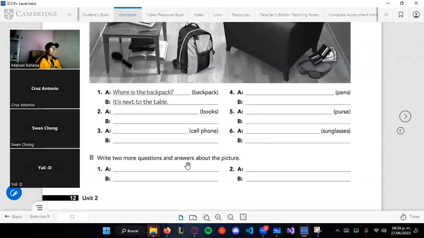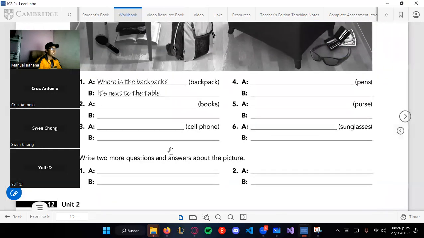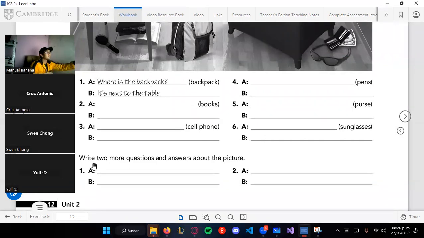Perfect. Now, let's go with exercise B. Ejercicio B. Dice, okay, now, right, two more questions and two more answers about the picture. Okay, now it's all you. Obviously, please try not to repeat any of the objects already mentioned. Por favor, traten de no usar algunos de los objetos que ya se han mencionado. ¿De acuerdo?